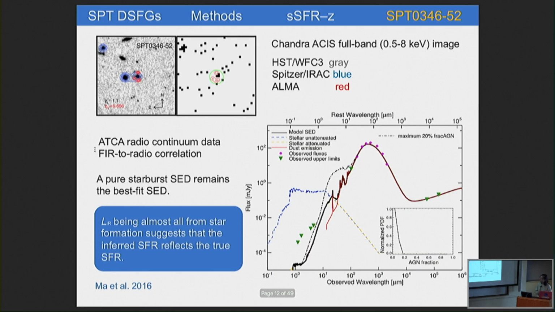So we further obtained ATCA radio continuum data, another way to look for an AGN. But again, non-detections, only upper limits here. I also further performed the SED fitting, including AGN templates, to derive the fractional AGN contribution to the total IR luminosity. But again, a pure starburst SED remains the best fit. So that means the measured star formation rates reflect the true star formation rate. So we confirmed the starbursting nature of this galaxy, and later follow-up data shows evidence that it's likely driven by a merger.